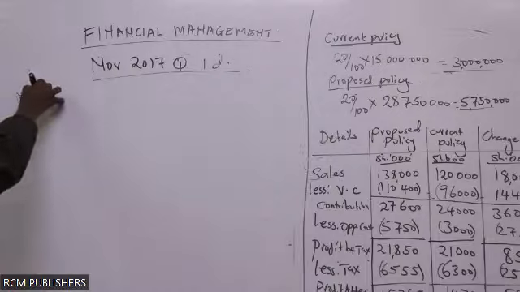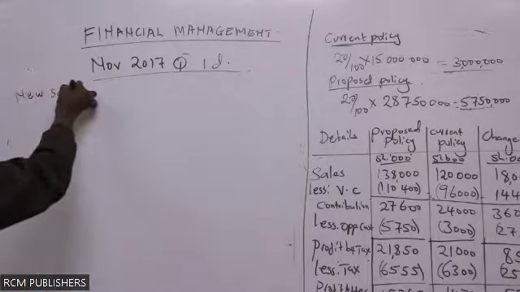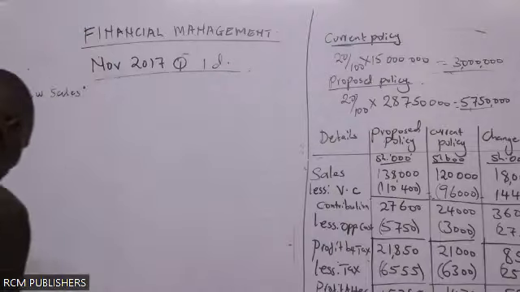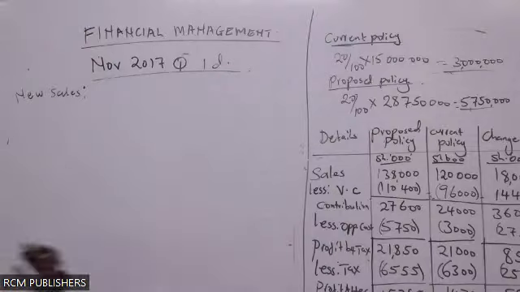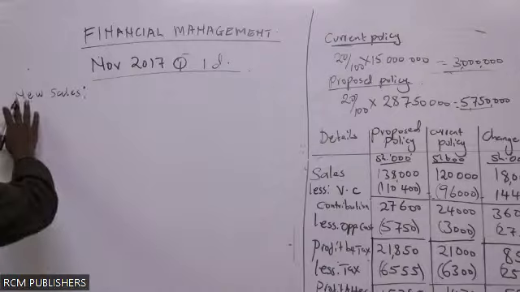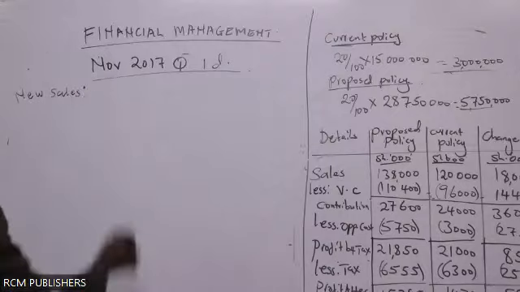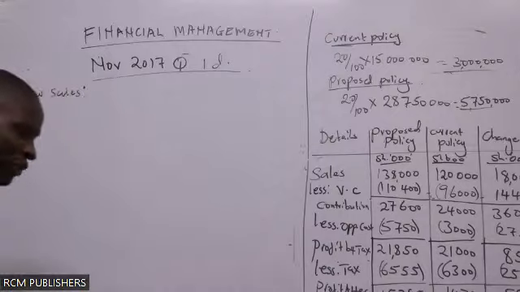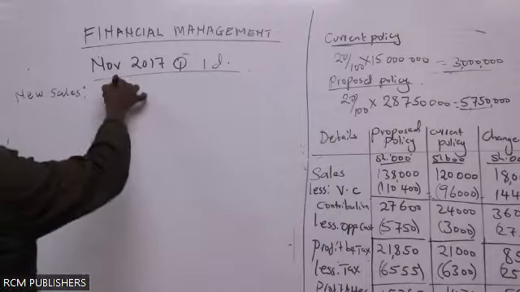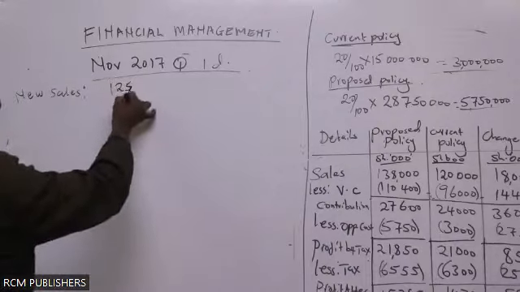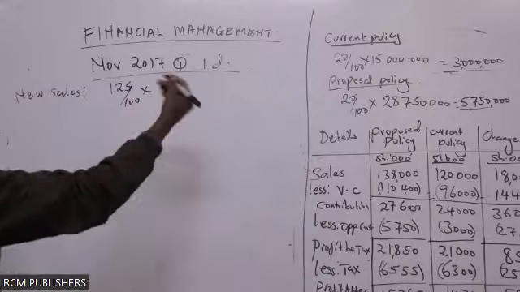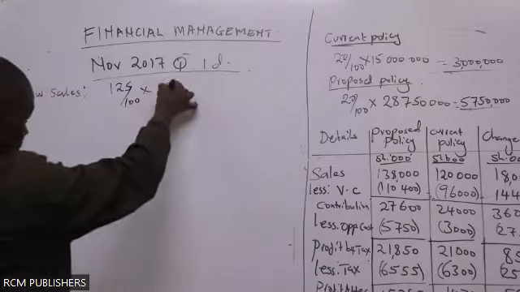New sales. Be patient, new sales. The procedure is the same. First you must get the new sales under the credit policy. So, what are the new sales? We are told they increase by 25%. So I'll be having 125% over 100. You can use any route of 12 million.